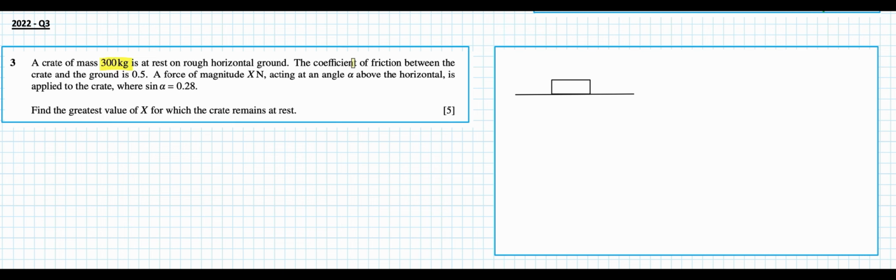Here we're looking at a crate, again, mass 300 kilograms on rough ground, so we have friction. The coefficient of friction, of course, is given there, mu 0.5. A force of magnitude X newtons, which we have to find, at an angle above the horizontal. Keep note of those ideas. And sine alpha, in this case, is 0.28. Find its greatest value when it remains at rest. Okay.